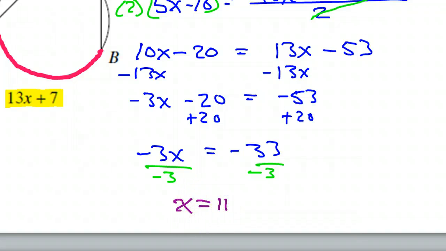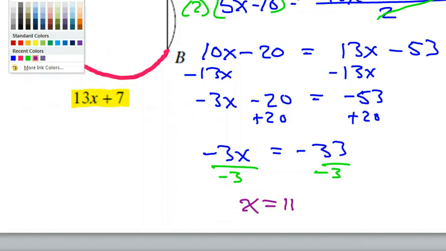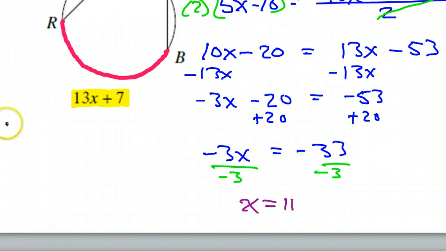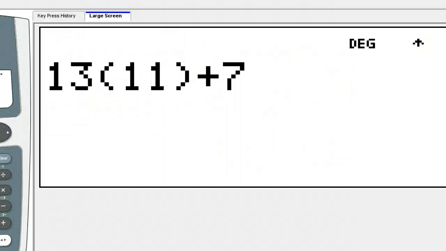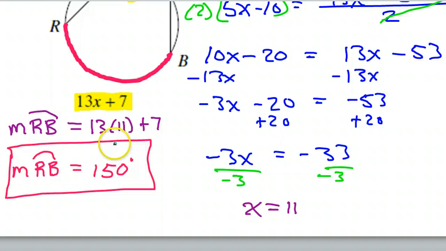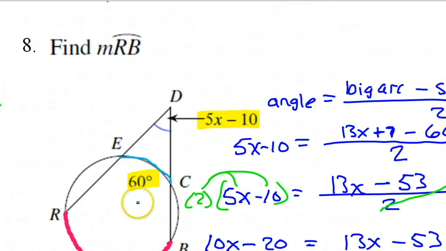Alright, but again, that is not the final answer, because this was our target, arc RB. Not just x. So we need to find the measure of arc RB. And we know that that is 13x plus 7, so that's going to make this 13 times 11 plus 7. That's 150. So that is the final answer. The measure of arc RB is 150 degrees, and that was number 8.